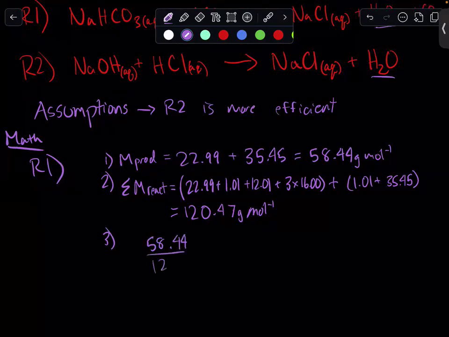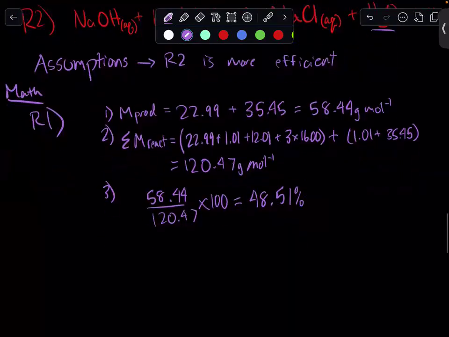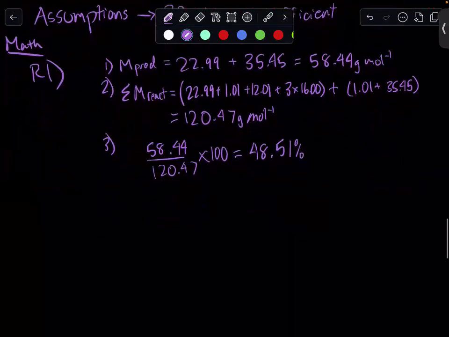Step 3, plugging into my equation. 58.44 divided by 120.47, times 100, gives me an atom economy of 48.51%. I can already tell that's not very efficient. We want higher numbers than 48%. So moving on to reaction 2.